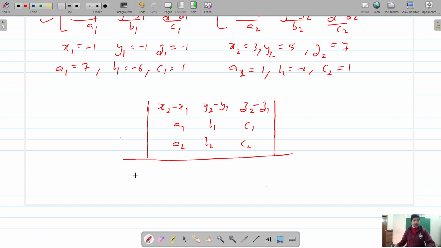And this whole value has to be divided by, how do I remember it? Because these are the direction ratios A, B, C, I will write BC first: BC minus BC, then CA minus CA, and then AB minus AB, and just give them 1 and 2. So this is B1 C2 minus B2 C1. Let me just write it once again.